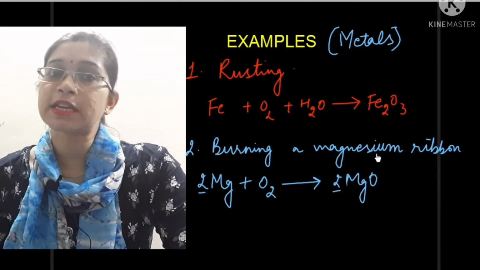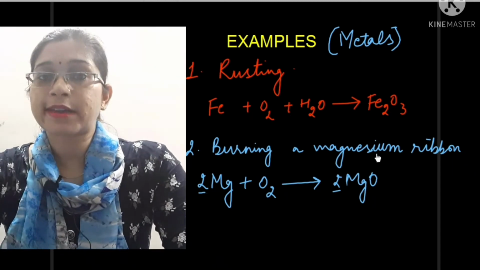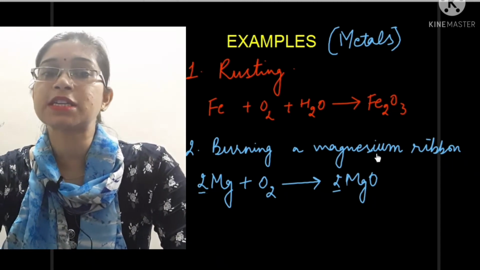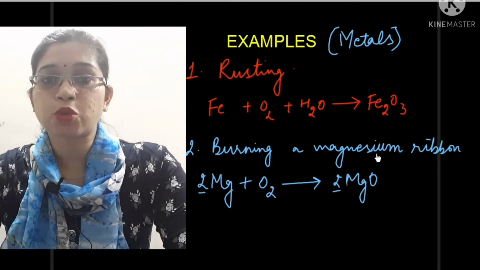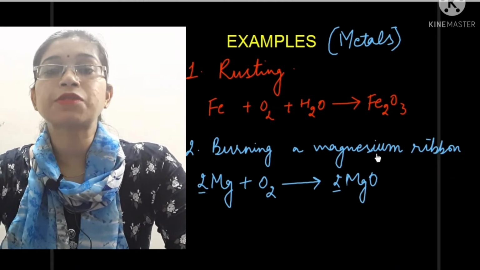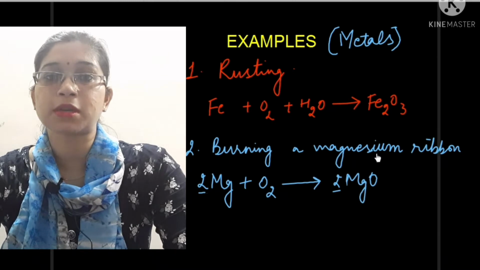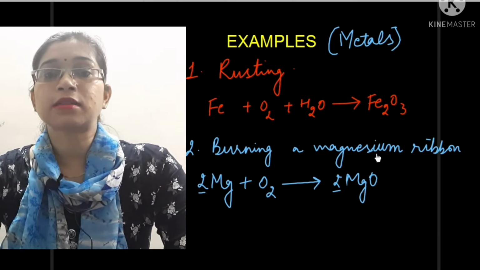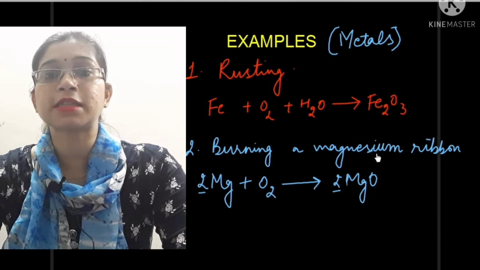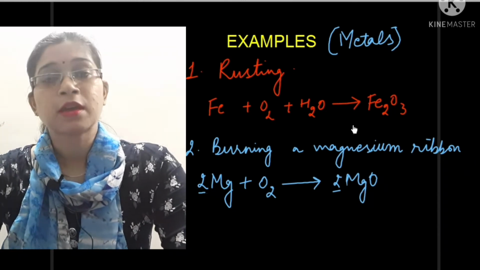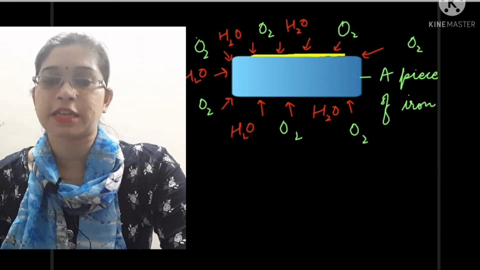The second is burning a magnesium ribbon. We know that magnesium is a metal. When it reacts with oxygen, it forms magnesium oxide. Now, after burning, the ash which is produced, if we mix it with water and test it using an indicator like a litmus paper, we will find that the red litmus turns blue, that is, bases turn red litmus blue. That is why we can say that these metallic oxides are basic in nature.